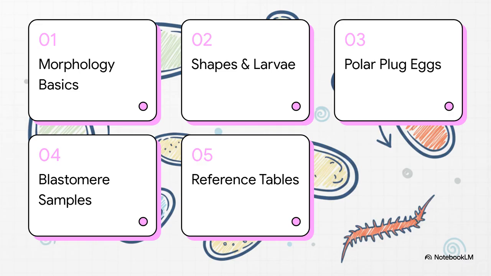All right, here's our roadmap for today's session. First, nematode egg morphology basics. Then, distinctive shapes and larvae. Third, differentiating polar plug eggs. Fourth, comparing blastomere egg samples. And finally, diagnostic reference tables.